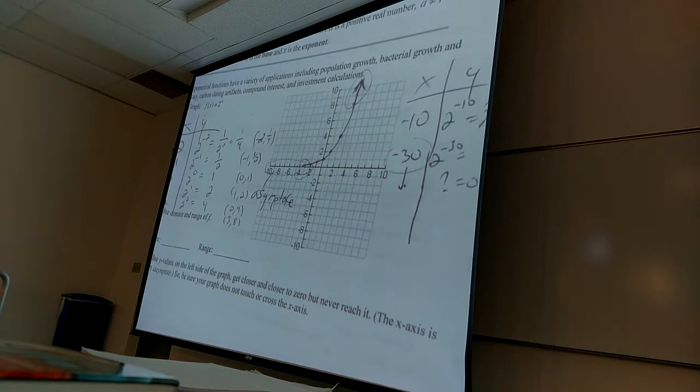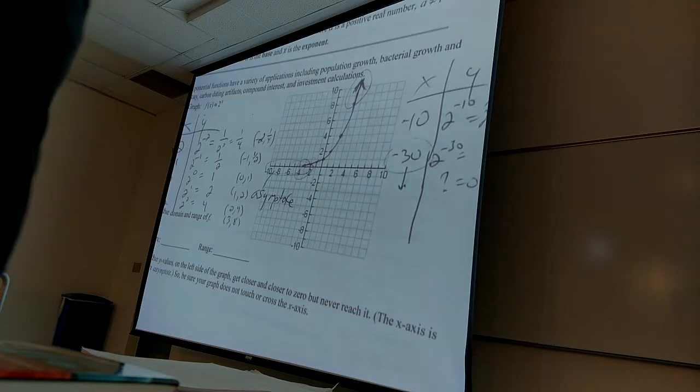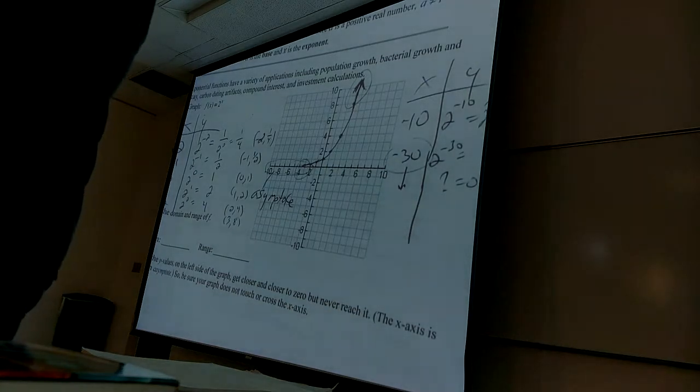Because he's got to go halfway, right? And then he's got to go half of that distance. And then he's got to go half of that distance. And then he's got to go half of that distance. So he's never going to make it there.